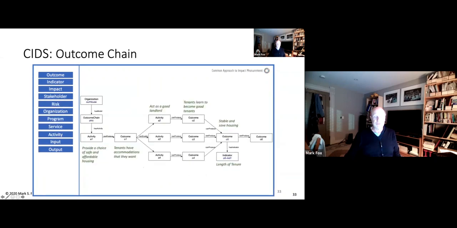There are other types of models of impact. This is referred to as an outcome chain, where we can represent an outcome chain impact model as having activities which have outcomes, which enable other activities, which produce other outcomes, which can produce other outcomes, et cetera. And also these outcomes have indicators associated with them.